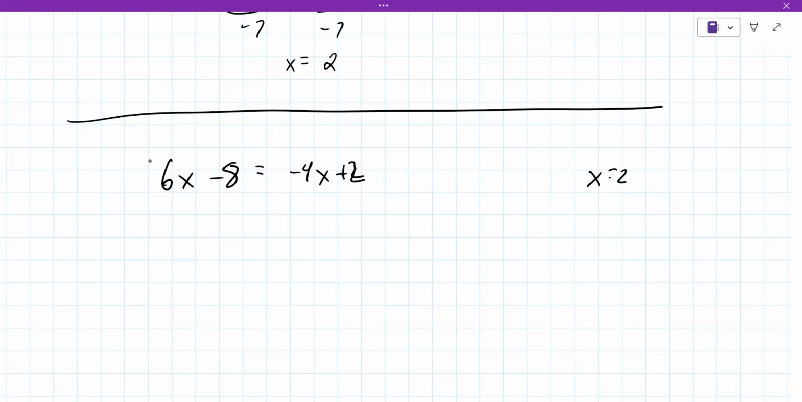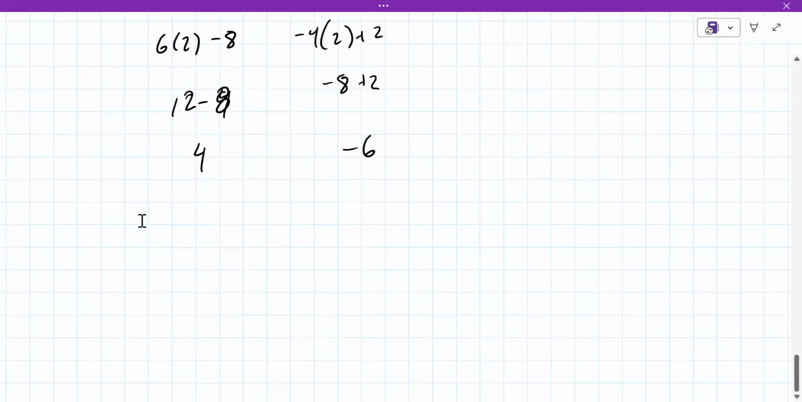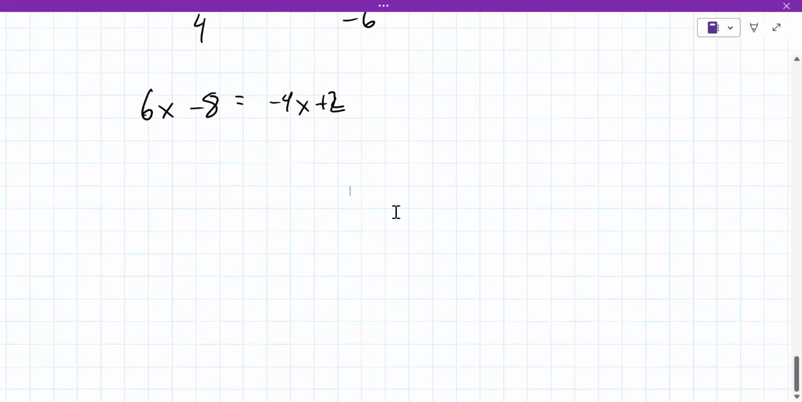Yeah. Okay, let's try that here. So 6 times 2 minus 8 is 4. That's 12 minus 8, which is 4. On the right here, it's negative 4 times 2 plus 2. That's negative 8 plus 2, which is negative 6. So that's not the correct answer. Let's take a look. We'll restart the problem here. Tell me what you did. Tell me your first step here.